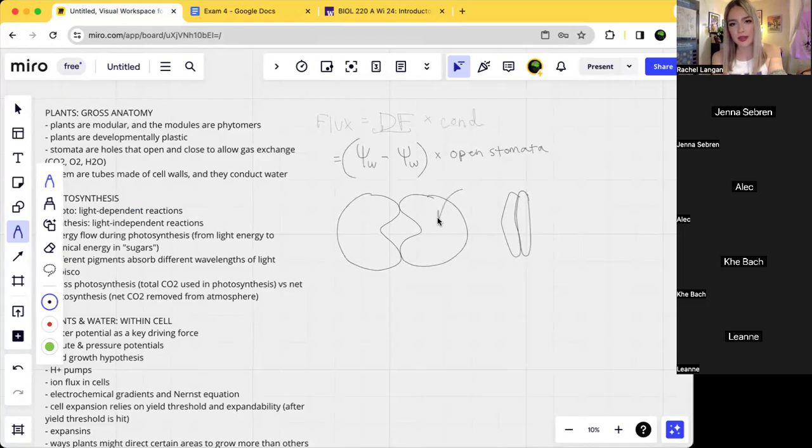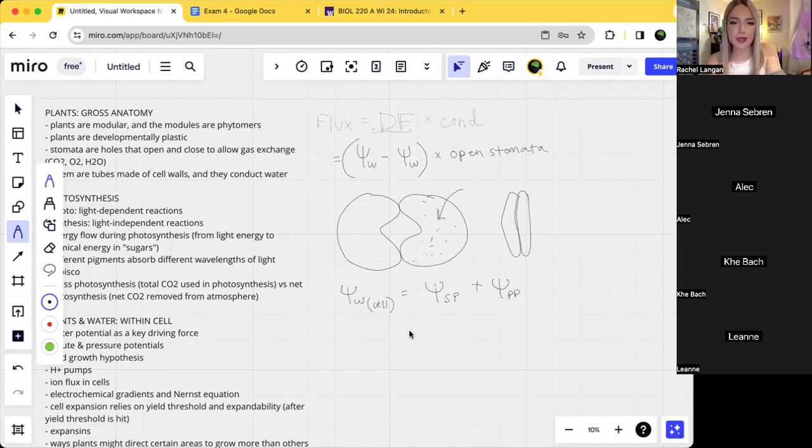So when there is a lot of solutes inside the cell, that causes a lower water potential in the cell. So that will cause water to move in. So you should be able to talk about that in terms of water potential and flux. So you could say the water potential inside the cell equals solute potential plus pressure potential.